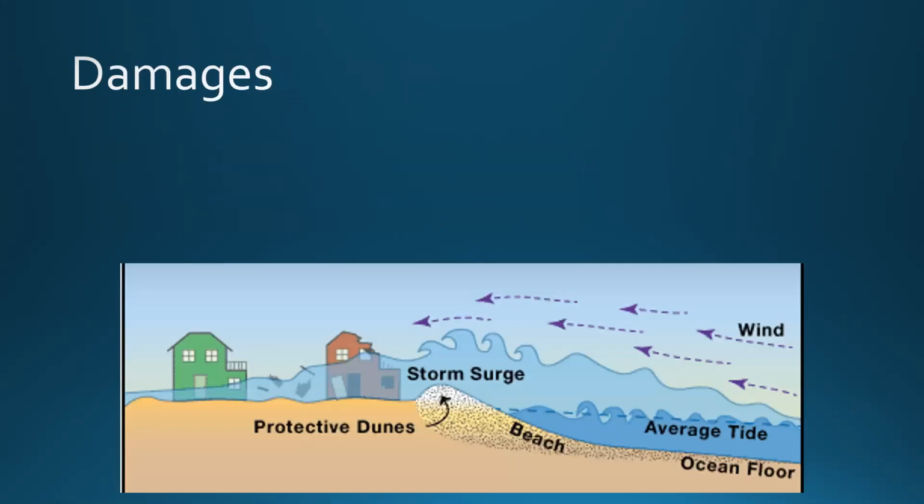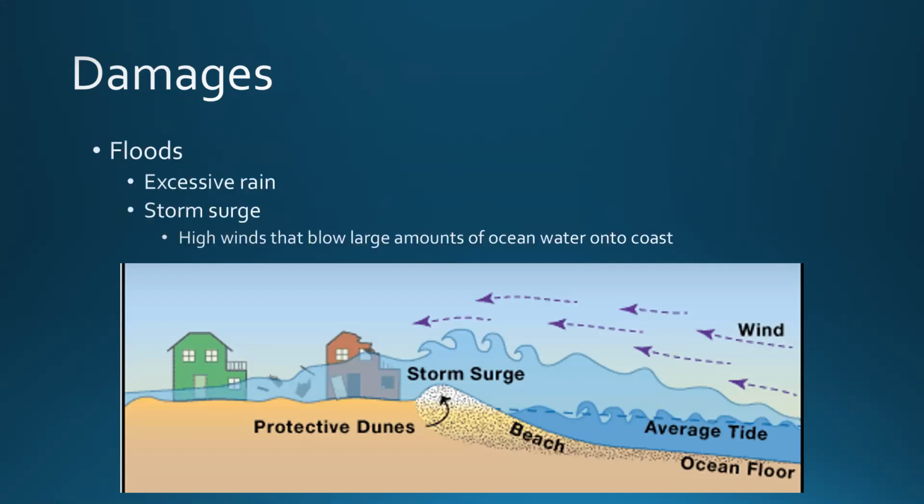One of the main damages that can come from hurricanes is actually floods. It's due to this excessive rain, right, from those rain bands, or what's known as a storm surge. And a storm surge is actually what causes most of the damage to building structures and people. The high winds from the storm blow large amounts of ocean water onto the coast. As you can see from the picture here, wind is coming from the ocean and pushing and pulling water with it. Because of this, there are extreme floods near the homes on the coast, and this is where a lot of the deaths occur and a lot of the structure damage happens.